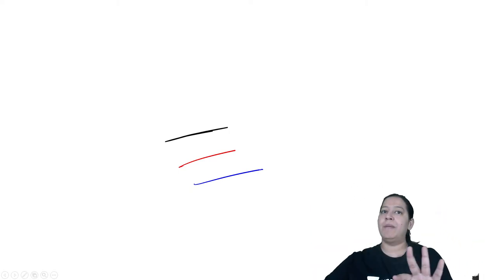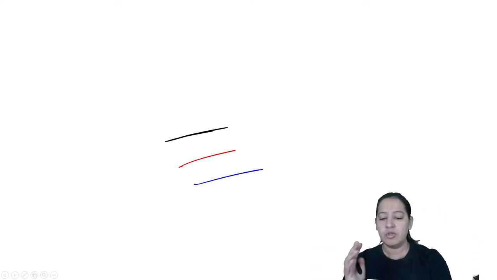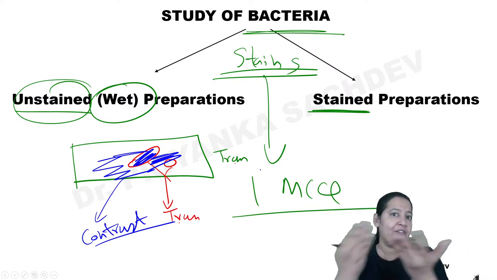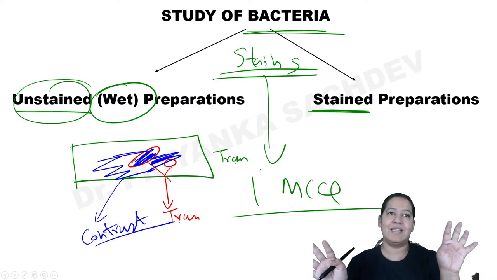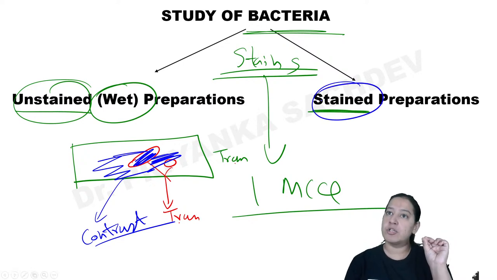Either the background should be colored or the organism should be colored. To provide the contrast, since both things are white, both are transparent, you cannot see them. So this is why staining is necessary, because both are transparent.